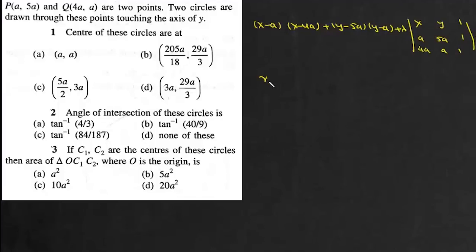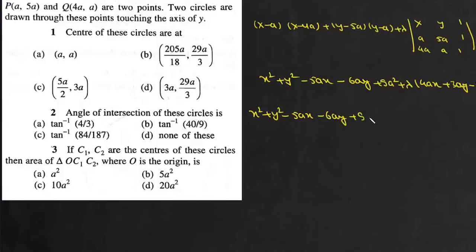Now we simplify this, we'll get x square plus y square minus 5ax minus 6ay plus 9a square plus lambda times 4ax plus 3ay minus 19a square equals 0, and we'll take this a with the constant, so we can write this equation as x square plus y square minus 5ax minus 6ay plus 9a square plus lambda times 4x plus 3y minus 19a equals 0.